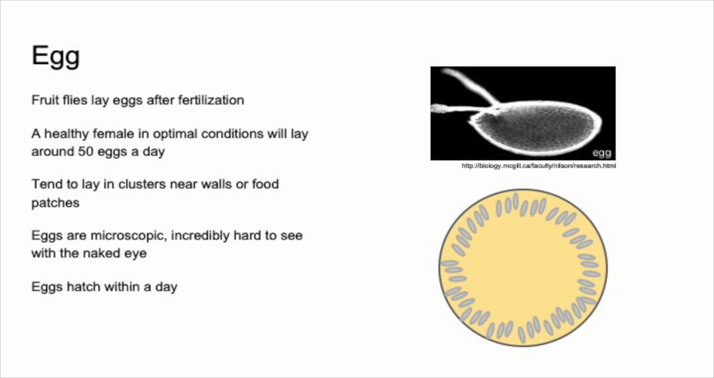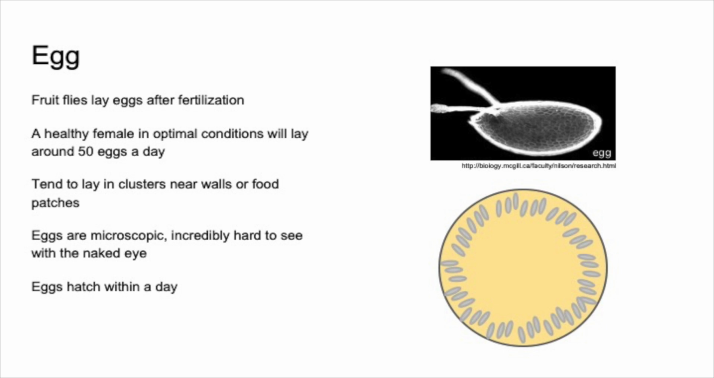A healthy female in an optimal condition will lay around 50 eggs a day on her own, although flies have been known to lay up to 100 eggs per day. Flies tend to lay their eggs in small clusters, either near the walls or on patches of particularly nutritious food. This graph in the bottom here shows the typical distribution of eggs, where the yellow is the food in the vial, and the eggs are clustered around the edges in a narrow ring.